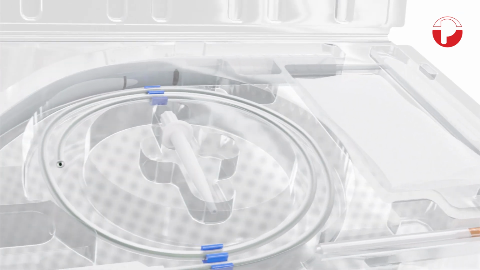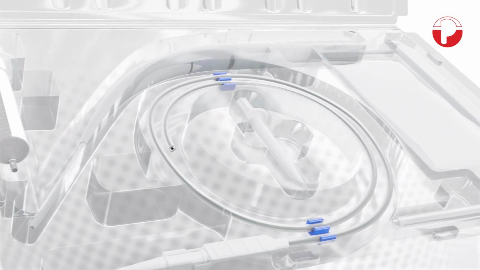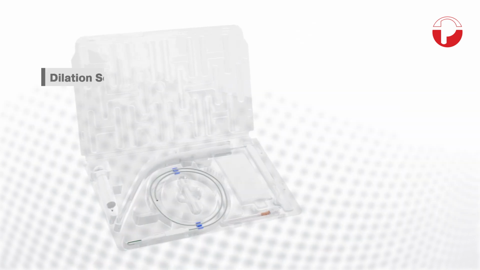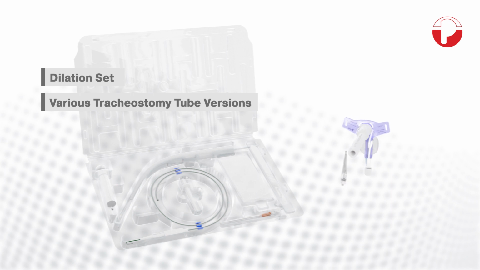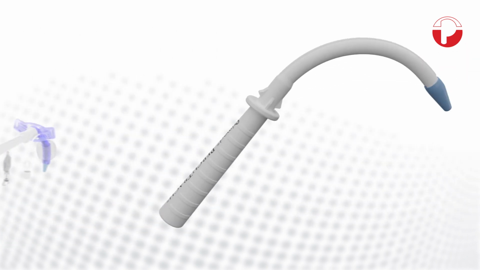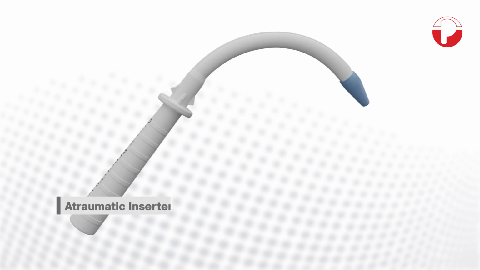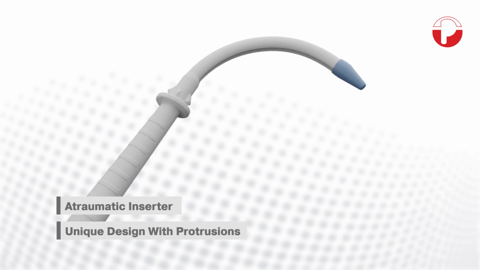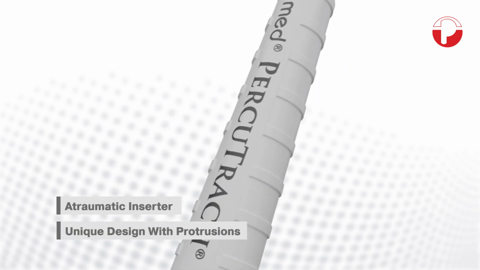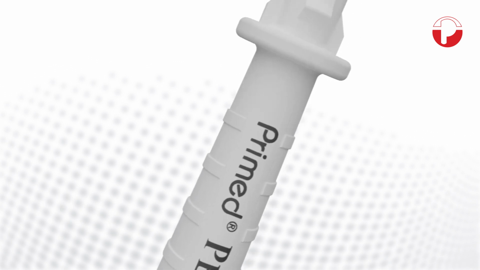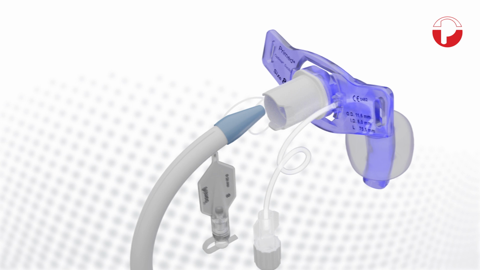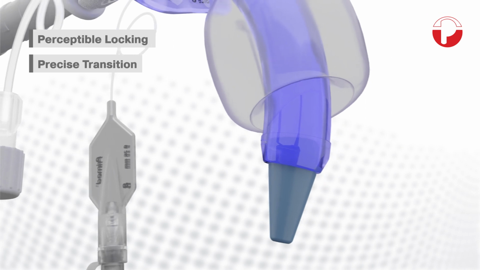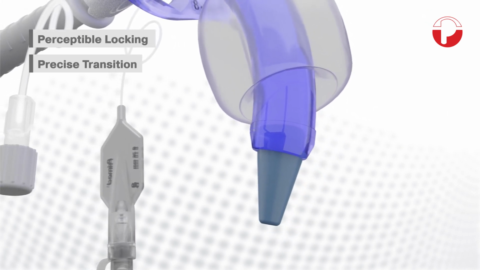Our PercuTrach PDT set allows this minimally invasive technique to be carried out simply and safely. It offers the ideal combination of a dilation set and various tracheostomy tube versions that are perfectly matched to the set. Each tube version is supplied with an atraumatic inserter. The latter features a specially designed handle with incorporated protrusions, which guarantees secure handling. Each inserter is matched to the specific tube size. It snaps securely into the outer cannula. This ensures a precise transition to the tube tip, which permits atraumatic insertion.